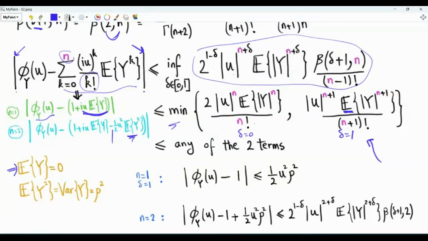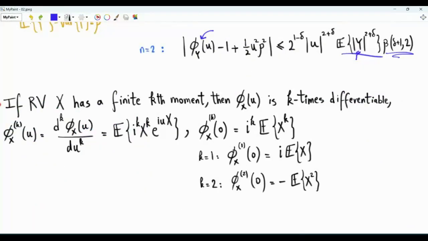What if n is equal to 2? And we want to write down this general upper bound, which is valid for any delta between 0 and 1. Now, from these three terms, since the random variable is 0 mean, this expectation is equal to 0. And then the magnitude is the magnitude of the characteristic function of random variable y minus 1 plus 1/2 u squared rho squared, which is the variance and the second moment of the 0 mean random variable y. This upper bound for a general delta, if n is equal to 2, is 2 to the power 1 minus delta, and then we have the magnitude of u to the power 2 plus delta, and then the absolute moment of random variable y of order 2 plus delta, and then we have the beta function, beta of delta plus 1 comma 2.